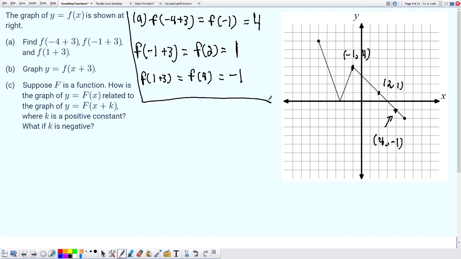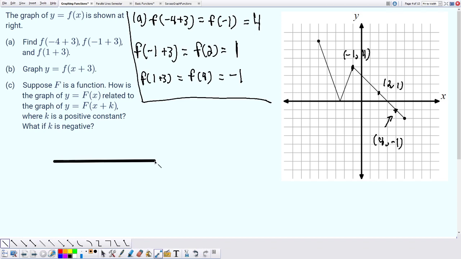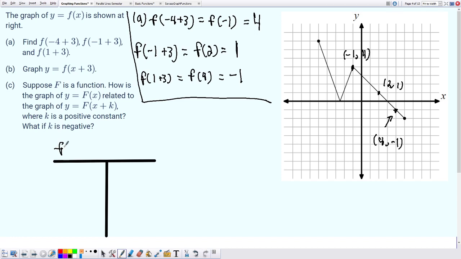Alright, so part B asks us to graph y equals f of x plus 3. Now all of our values so far are on the function, so it might be a little hard to see where to go from here, but I think what we want to do is think of what our x values should be. So we really have two different functions, one being f of x, the one given to us, and one being f of x plus 3.